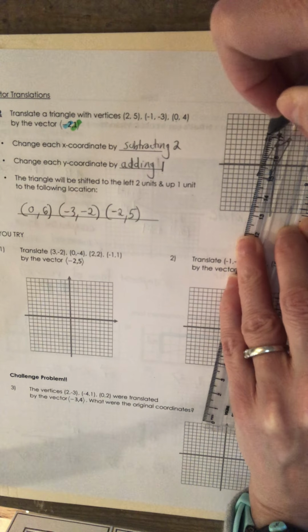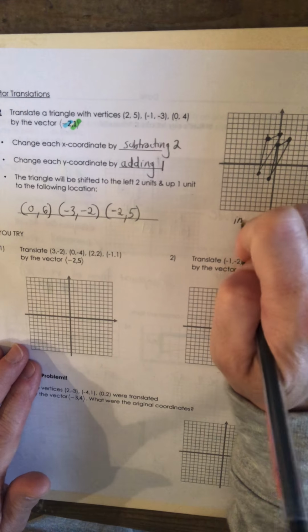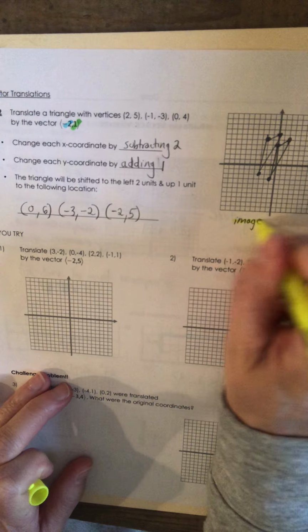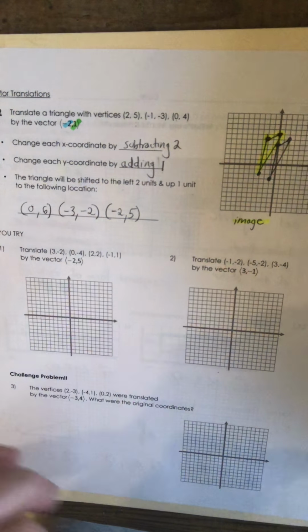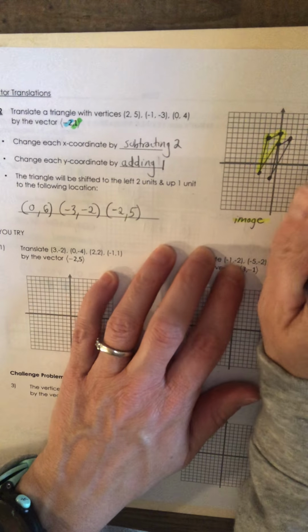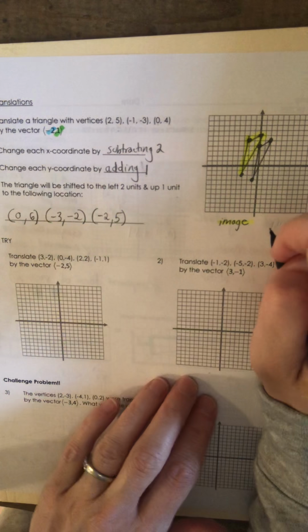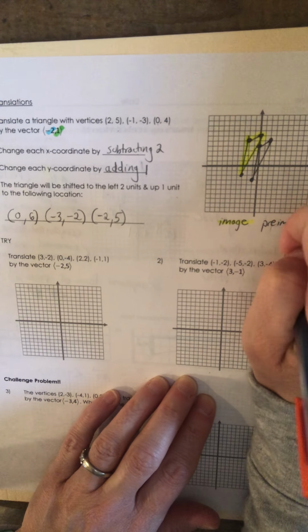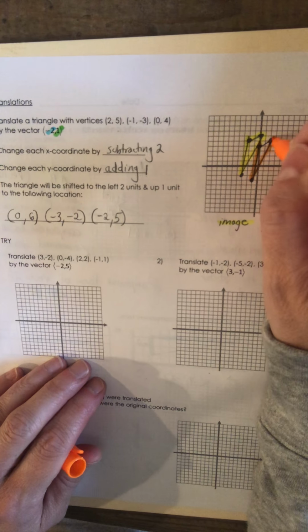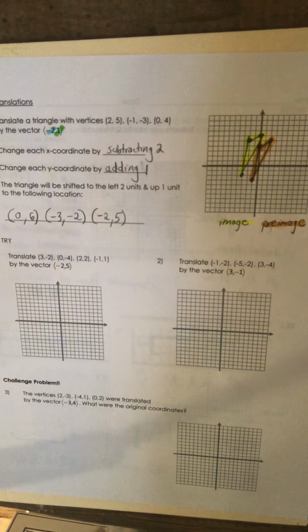Now let's talk about image and pre-image. If I look at the image, my image will be my new figure. So the image is going to be my yellow triangle. My pre-image is going to be the original figure. So if I say my pre-image is my original figure, my pre-image will be that first triangle. All right, that first triangle.